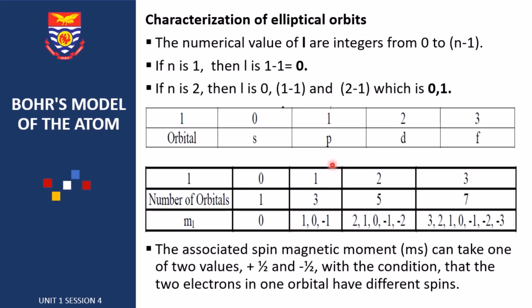That is why when you have a p orbital, you have 3 degenerate orbitals in the p orbital, which are the px, py, and pz. Then the d orbital, which is an L value of 2, will have 5 degenerate orbitals in it. Also, the direction in which the electrons are pointing can be represented by Ms, and they take values from positive half to negative half.